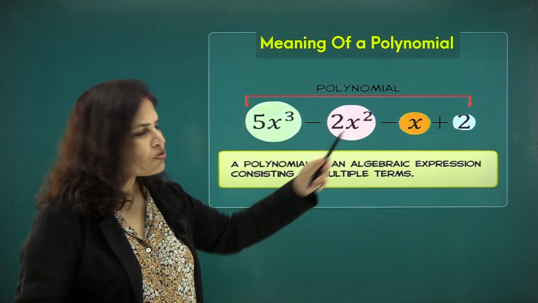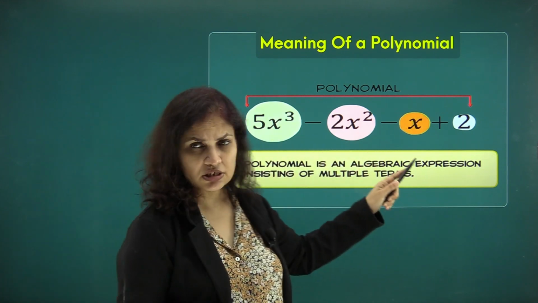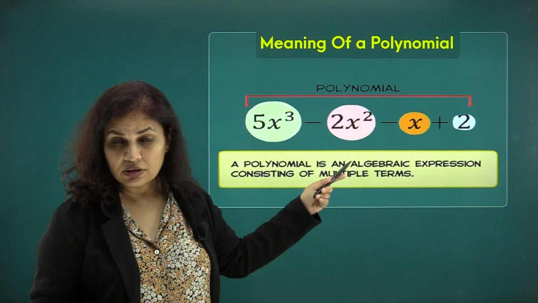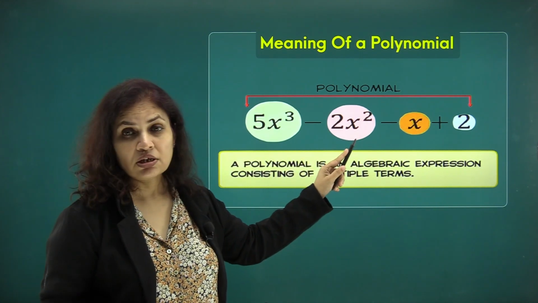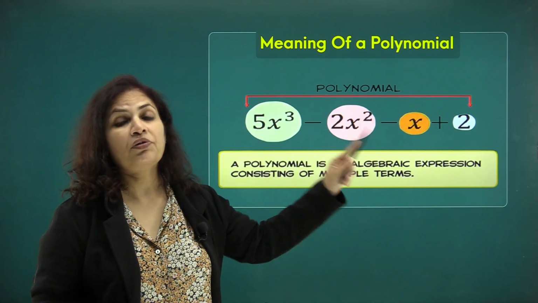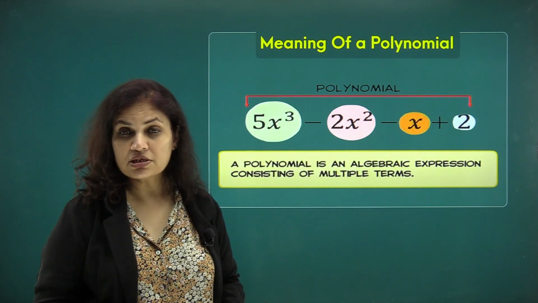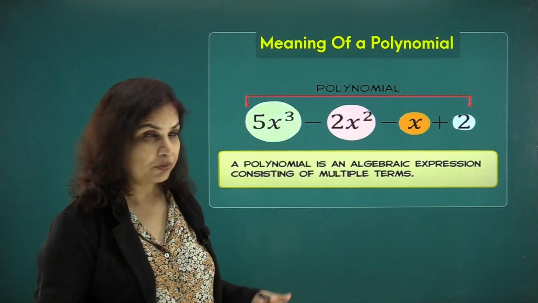But what is so special about the arrangement of these terms? Whenever we write a polynomial, it is always written in decreasing power of x, and the highest power determines the degree of the polynomial.